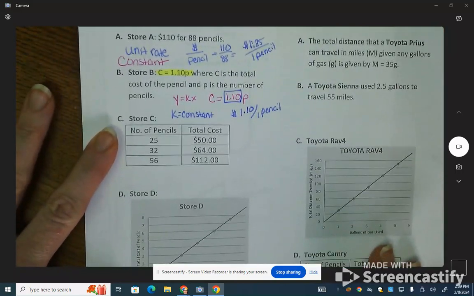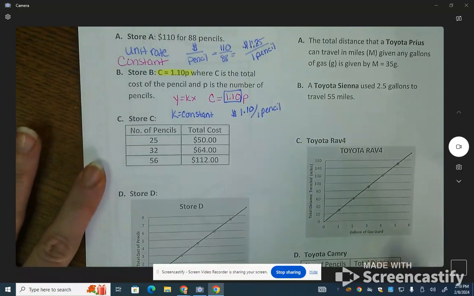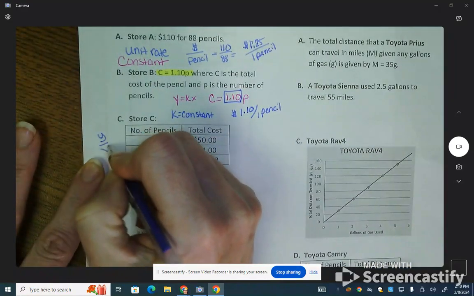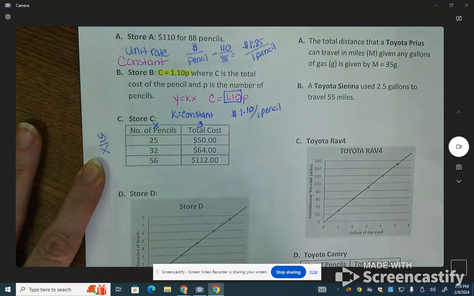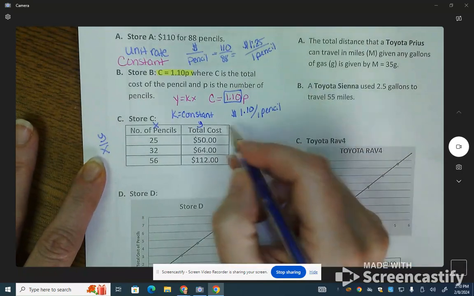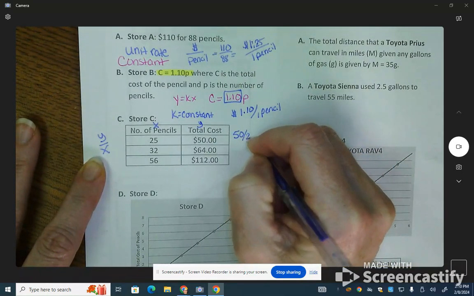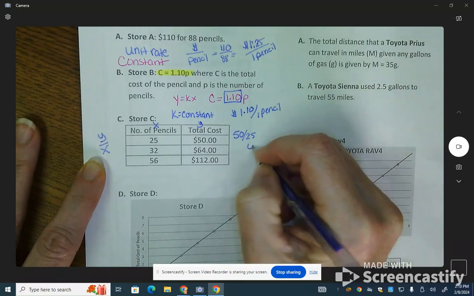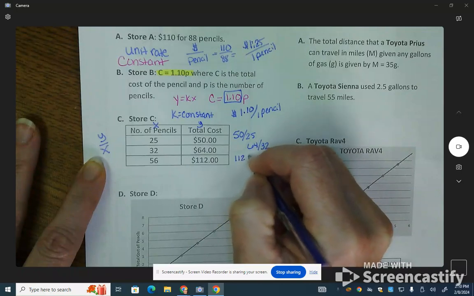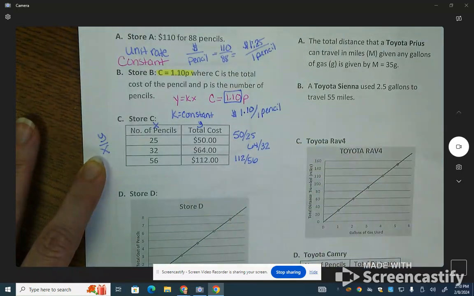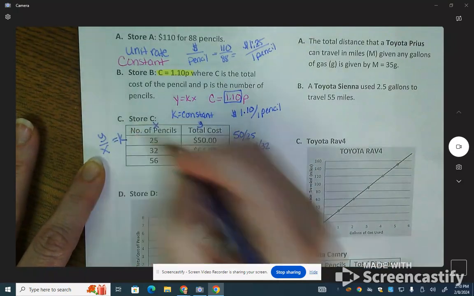Now you learned yesterday when we were working with tables that when I work with a table, I have to write it in the ratio form y over x. These are your x's, these are your y's. It's a vertical table. So I have to write 3 different ratios, y over x. My first one is $50 for 25 pencils, $64 for 32 pencils, $112 for 56 pencils.